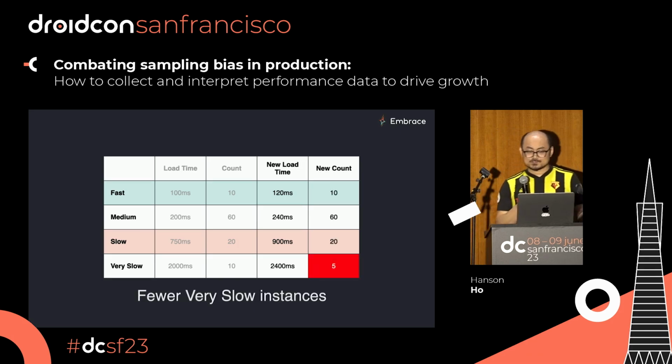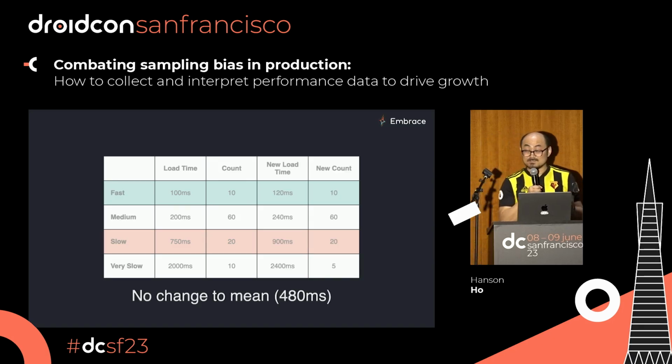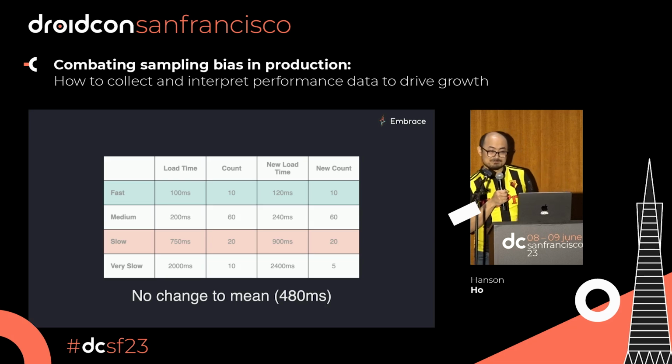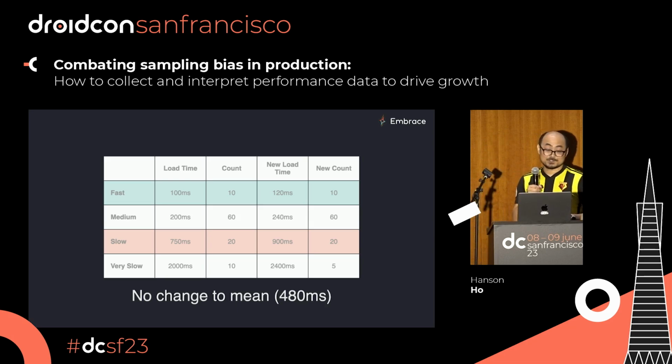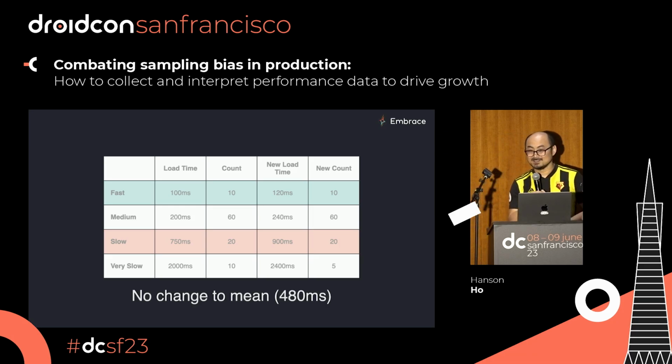Now, fast users, medium users, even slow users, that didn't change the behavior. The same number completed. But for the really slow users, 5 of them gave up and stopped letting the operation complete. Let's see what this does to the aggregates. And you have to believe me here, I did the math twice. Actually, the computer did. So you can definitely trust that. There is no change to mean. 20% regression, no change to mean.